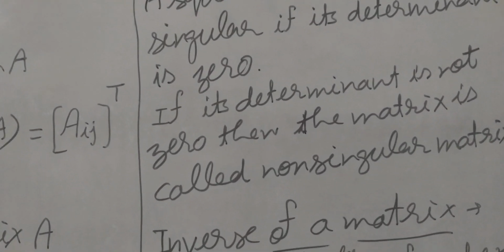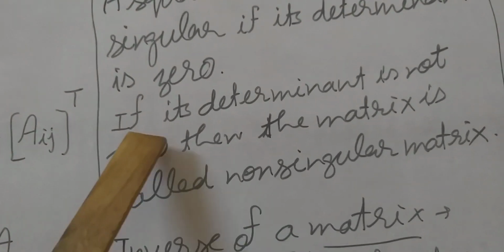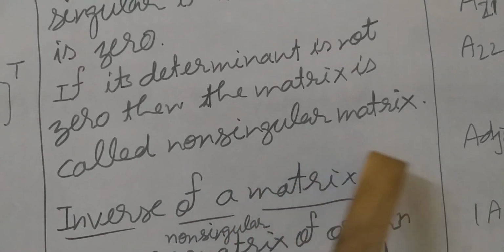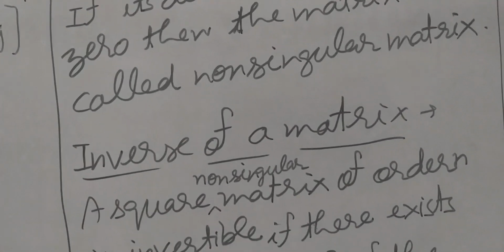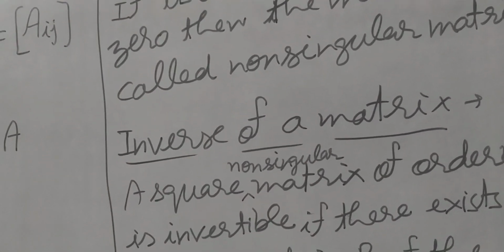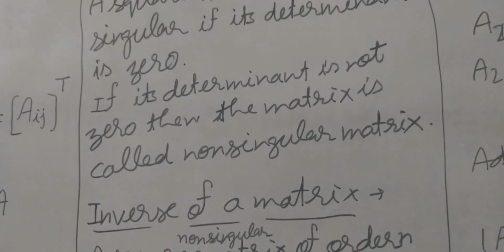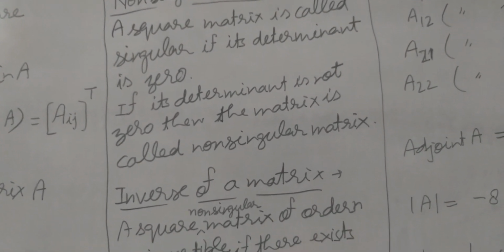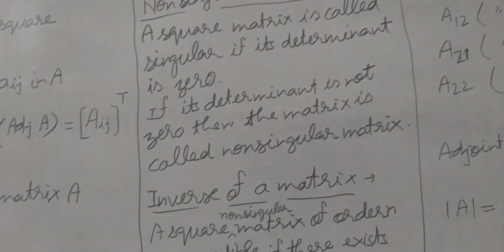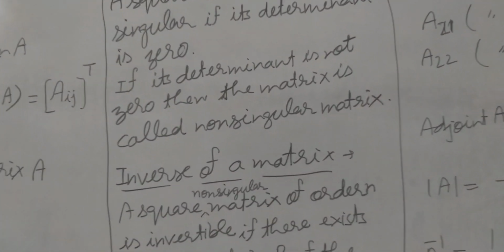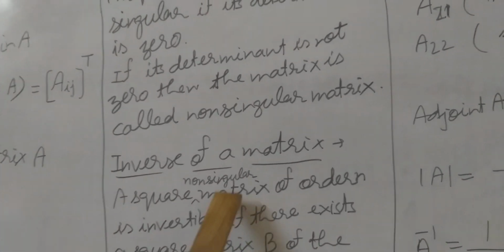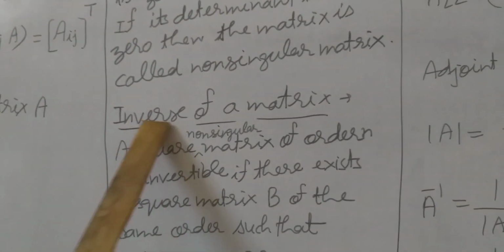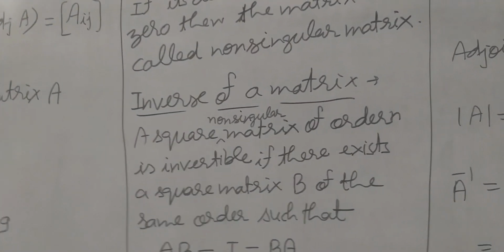Okay students, and if its determinant is not 0, then the matrix is called non-singular matrix. So a square matrix is given to us and we have to find out its determinant. If its determinant is 0, then the matrix is singular, and if its determinant is not 0, then the matrix is called non-singular. Now students, what is inverse of a matrix?